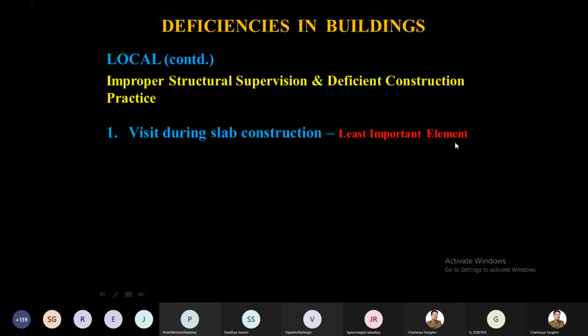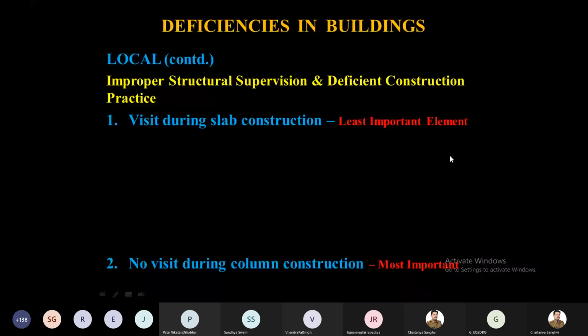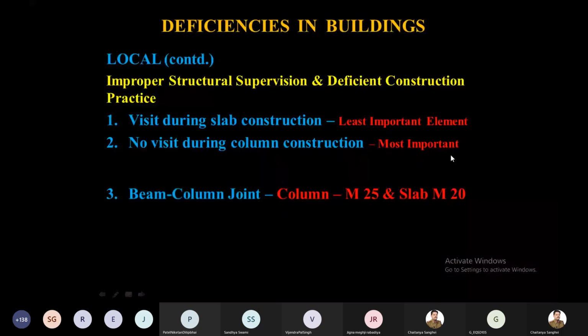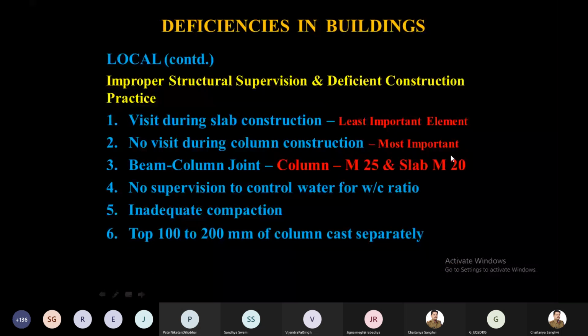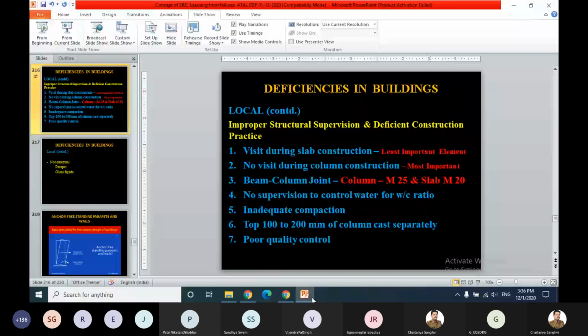our practice, right? So generally we are not doing good supervision, right? And we are going for the conventional construction practice. For example, you see, when the structural engineer will visit the site. Can you tell me when the structural engineer will visit the site? Most of the time, can you tell me? When the structural engineer will visit the site?